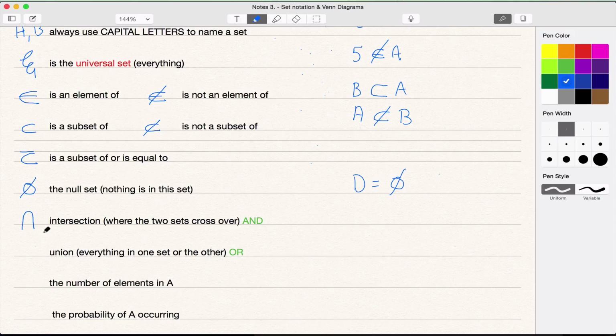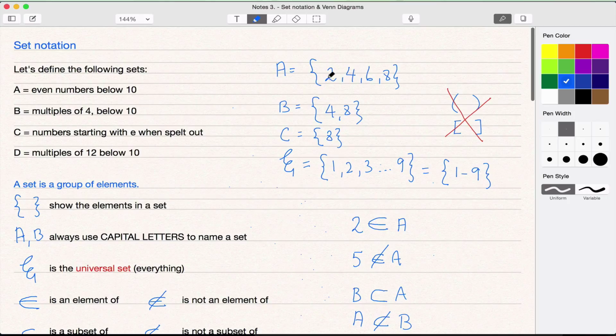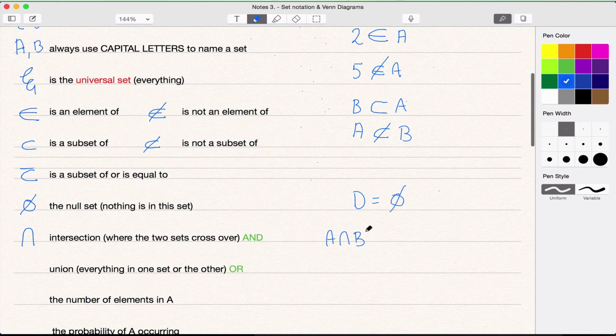This symbol represents intersection. It's where the 2 sets cross over. So it's any elements that are in A and B. So A intersection B, or A intersect B, we often say for short. So anything that's in A and B, let's check. 4 is in A and B, and 8 is in A and B. So A intersect B equals, and we're listing the elements, so I'll put it in squiggly brackets, 4 and 8.